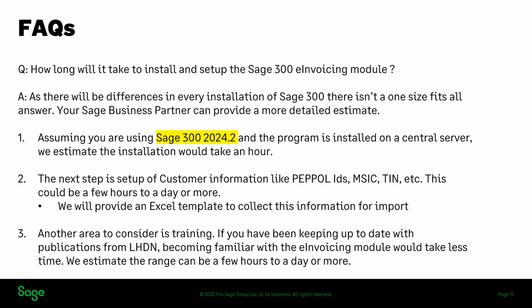As an example, if you're already on Sage 300 24.2 and you've got the Sage 300 program installed on one central server, installing the e-invoicing module itself is probably going to take about an hour or so, right? If you have your Sage 300 programs installed across 40 different workstations, okay, well, that's a different discussion, because then you may have to install that e-invoicing module on those workstations that need to process e-invoicing. Okay, so that might take longer.